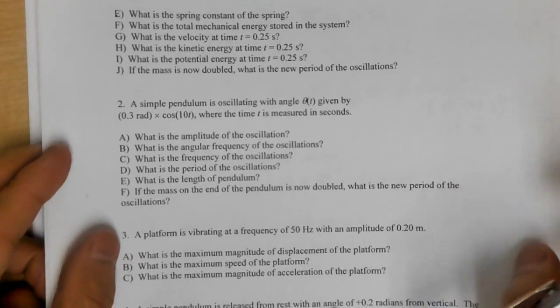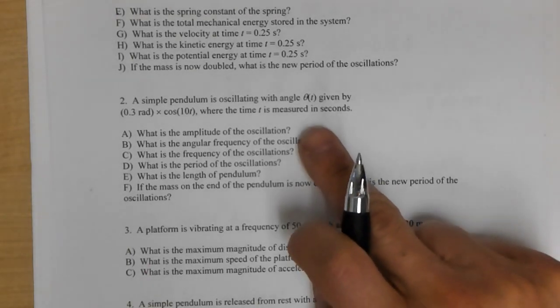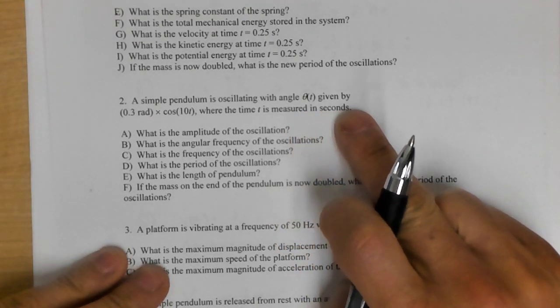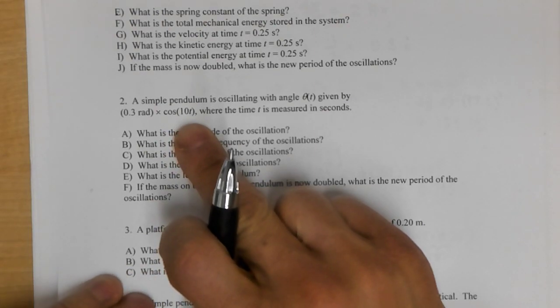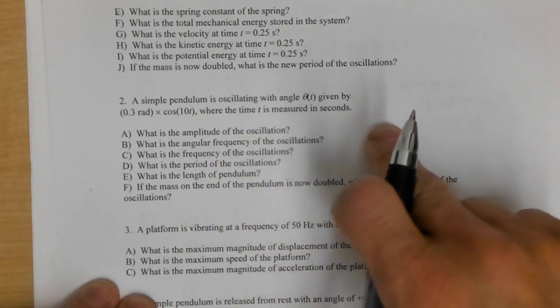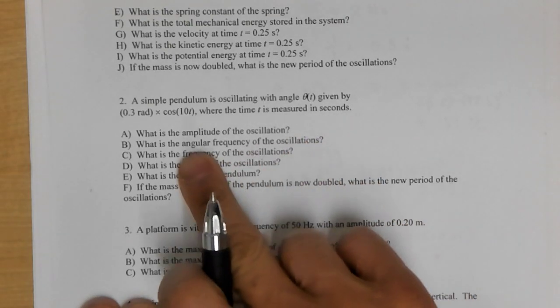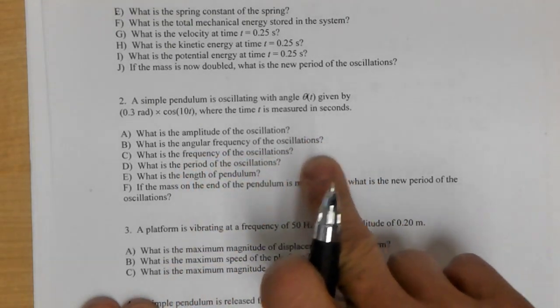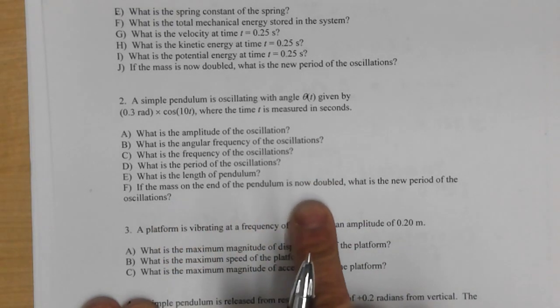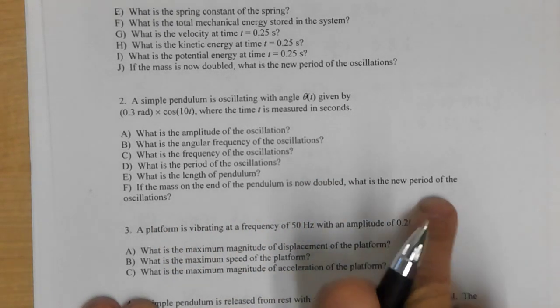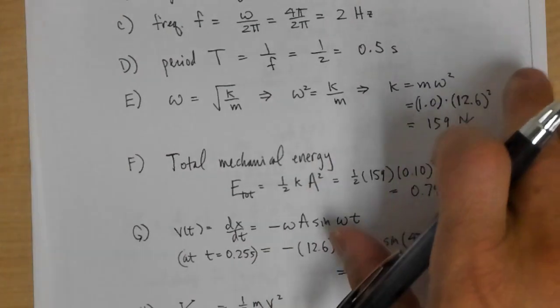Next problem. A simple pendulum is oscillating with angle theta of t equal to 0.3 radians times cosine of 10t, where the time t is measured in seconds. We want to know the amplitude, the angular frequency of oscillations, the period of the oscillations, and the length of the pendulum. If the mass at the end of the pendulum is now doubled, what is the new period of the oscillations?